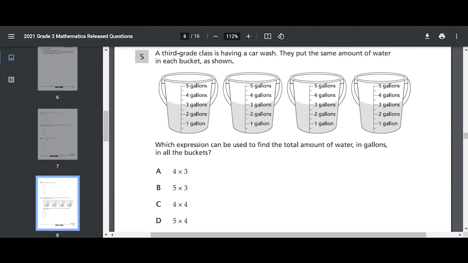For this one, I'm going to use my drawing tool. I see that there are 1, 2, 3, 4 buckets of water, and each bucket of water has the exact amount, which is 3 gallons.